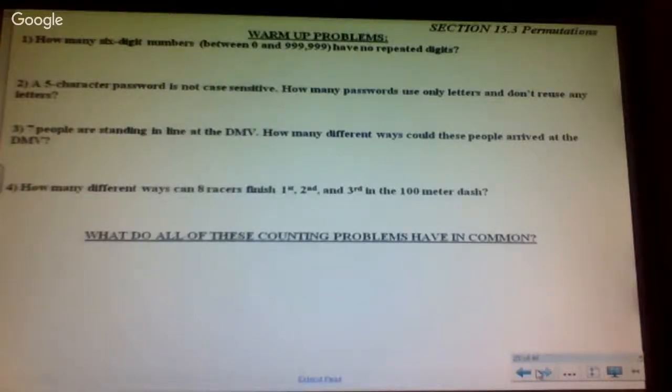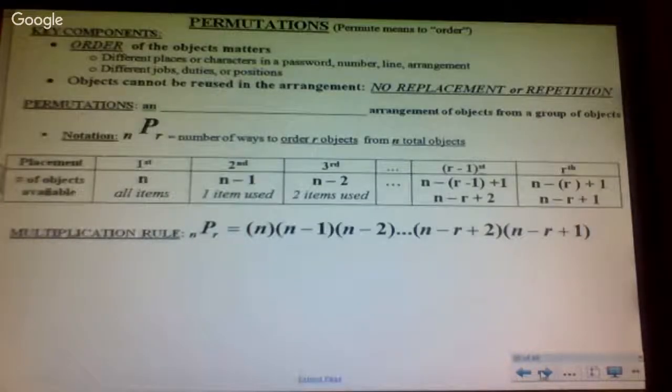Okay, we're going to skip the warm-up problems and move straight into permutations. Permutation means order matters. Something like you're picking president, vice president, secretary, treasurer. Order matters. If I pick Emil first, he's got to be president. If I pick Chris second, he's got to be vice president. So order is going to matter here. This is how you tell the difference between combinations and permutations: order matters.